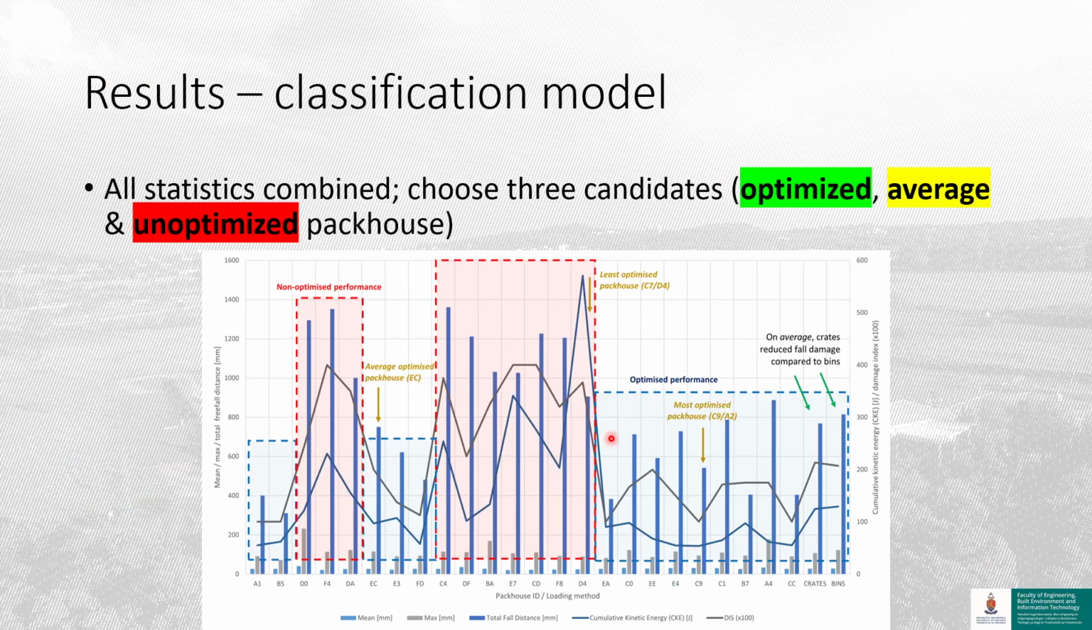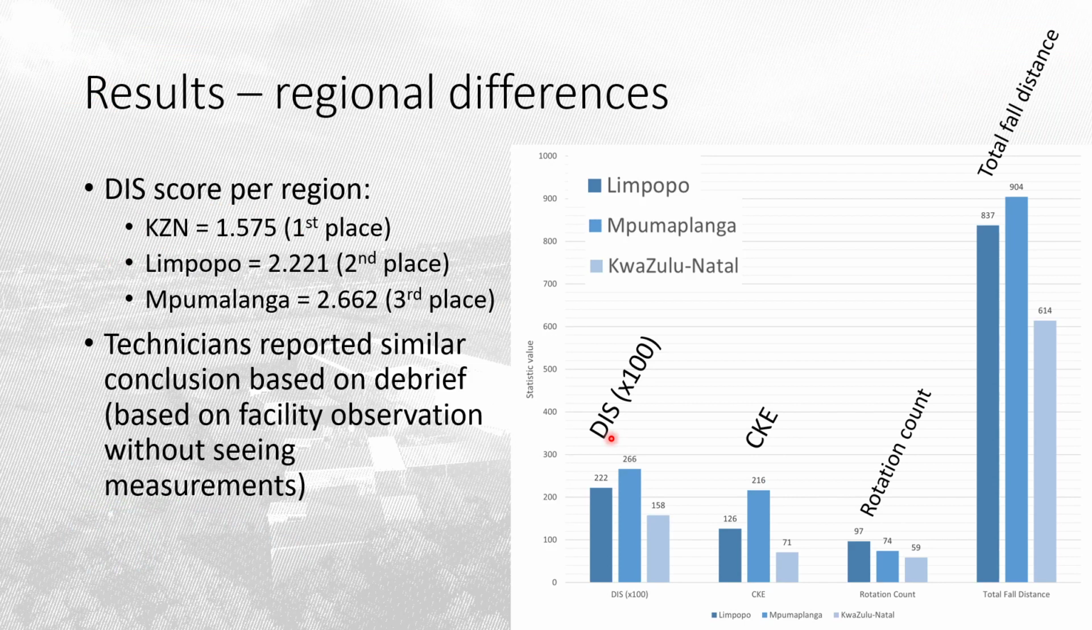If we compare all of these statistics together, we then sampled a packhouse which we considered optimized, average, and unoptimized based on all of this data to look into more detail what's going on. If we just consider regional differences, the average DSI score was for KwaZulu-Natal 1.5, so first place, Limpopo slightly worse 2.2, and then Mpumalanga 2.6 in third place.